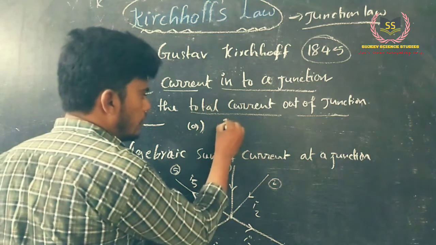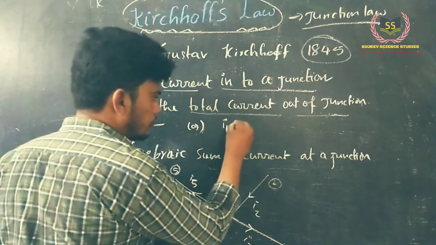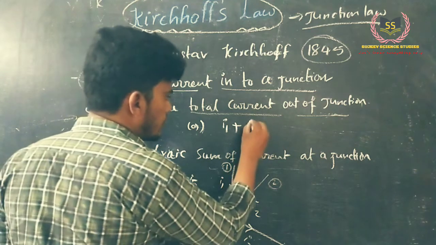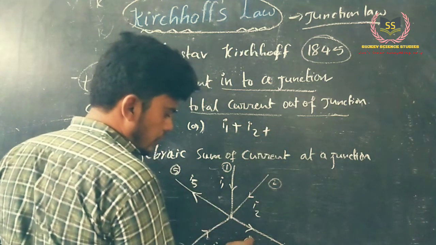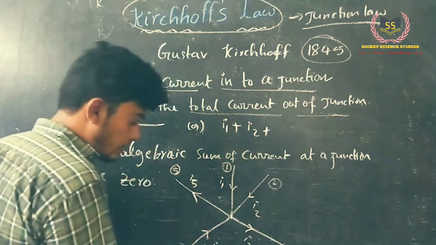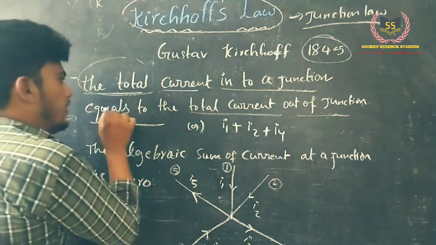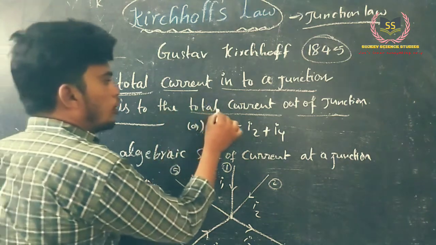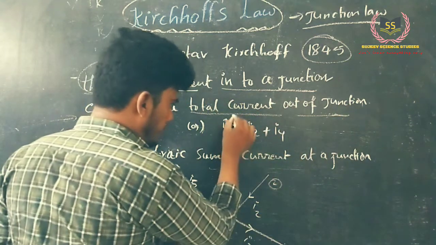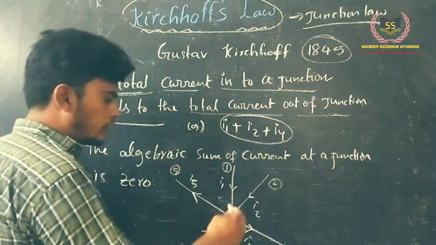Yes, I1 into the junction, and I2 also into the junction, and I3 is not into the junction, it is out of the junction. I4 also into the junction, is equal to the total current out of the junction. This is equal to the total current out of the junction.